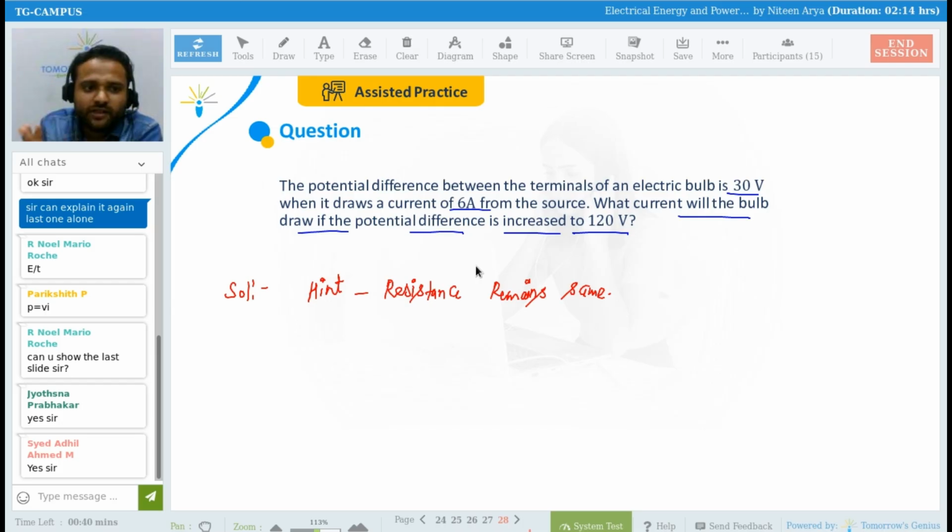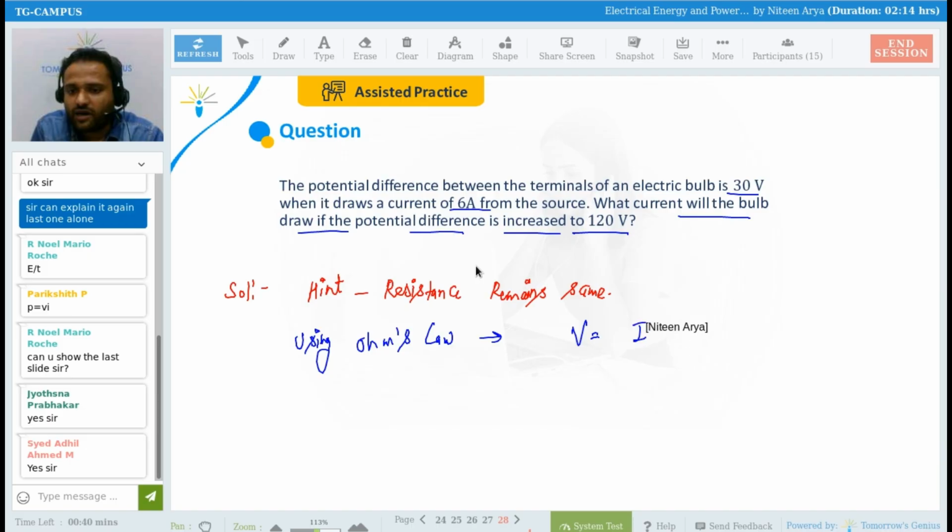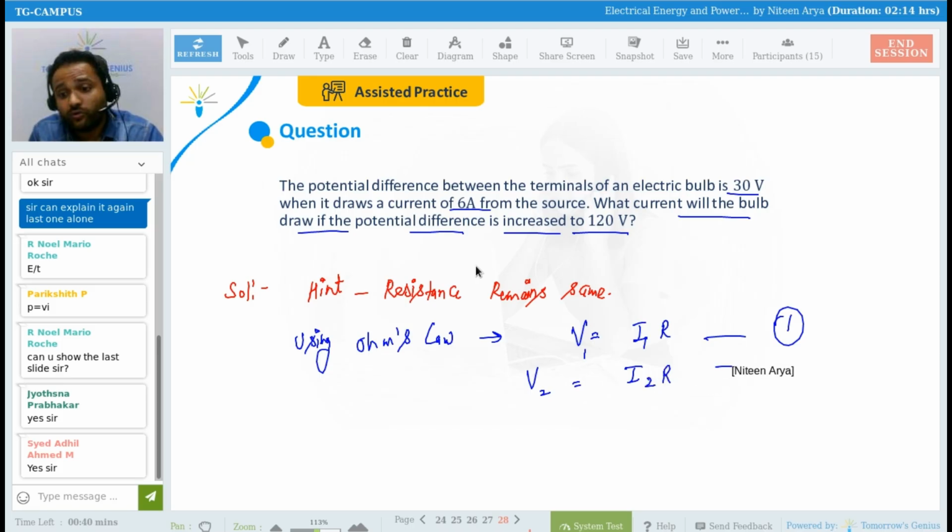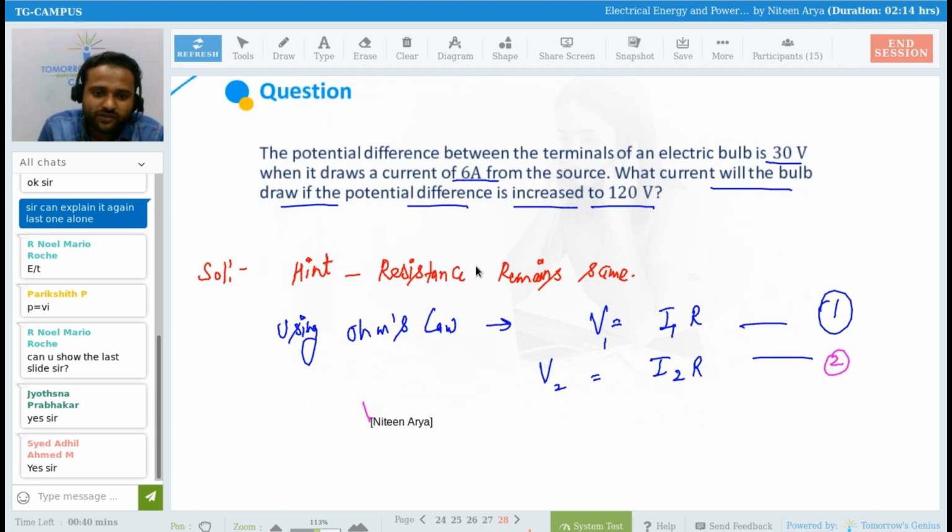Using Ohm's law, when I am not changing my temperature or the material, V equals IR. Case number 1, V1 equals I1 R. Case 2, V2 equals I2 R. Why say R only? Because I am not changing my material, I am not changing the temperature, I am not changing anything. Divide both the equations. What I want is I2. Put it here. This is very basic. It's okay, it happens. Confusion is always there. Is this clear, everyone?